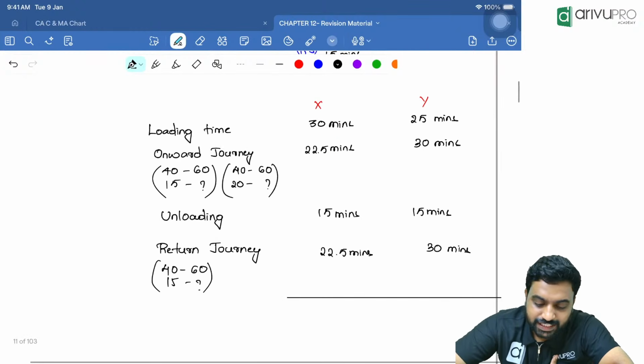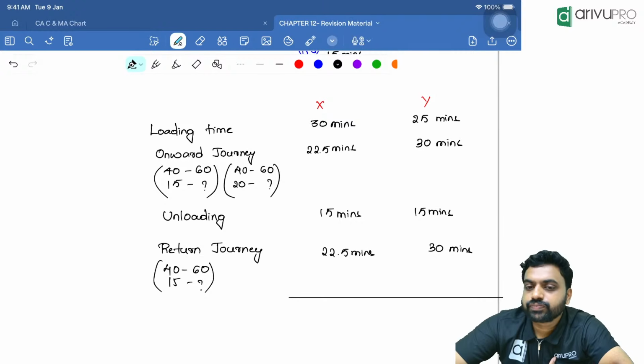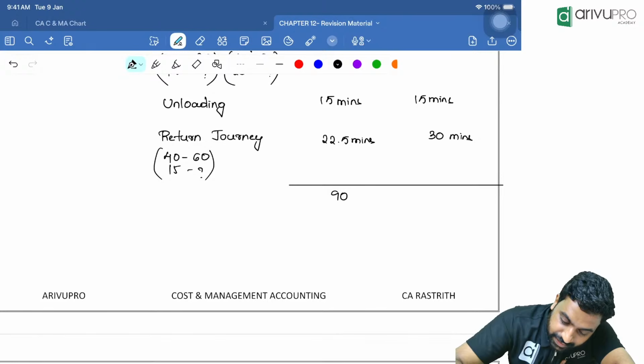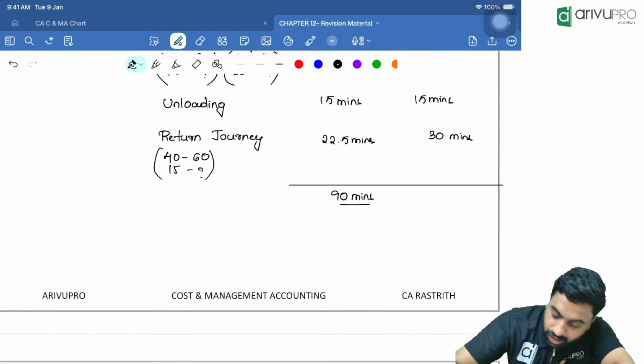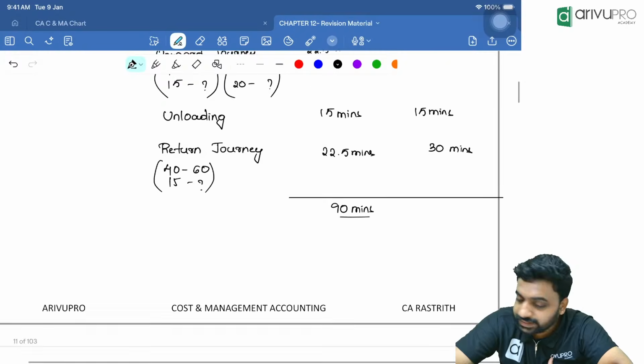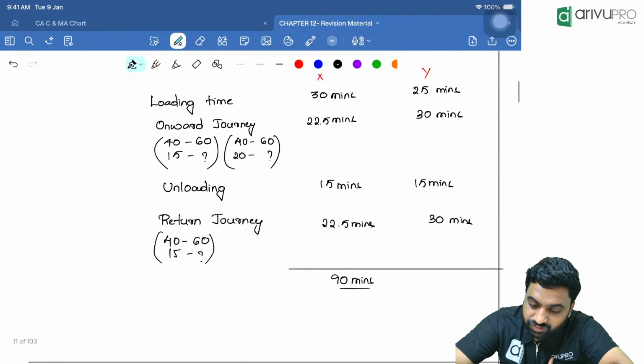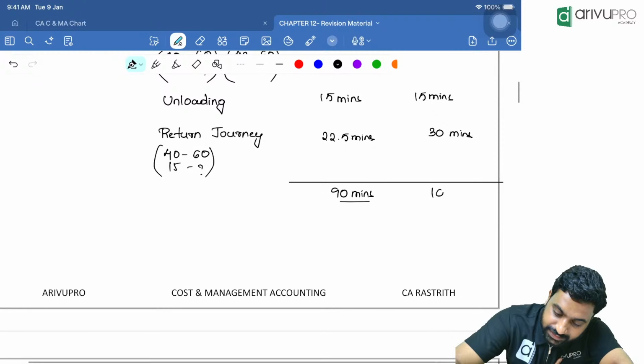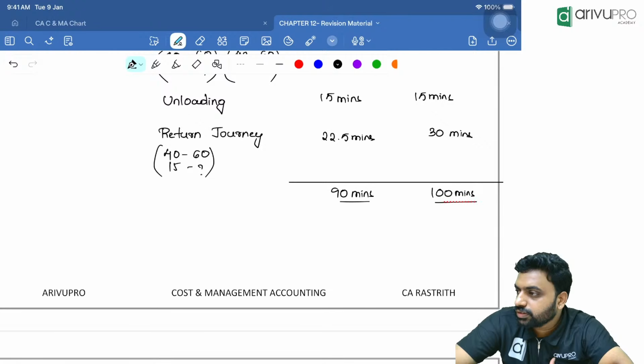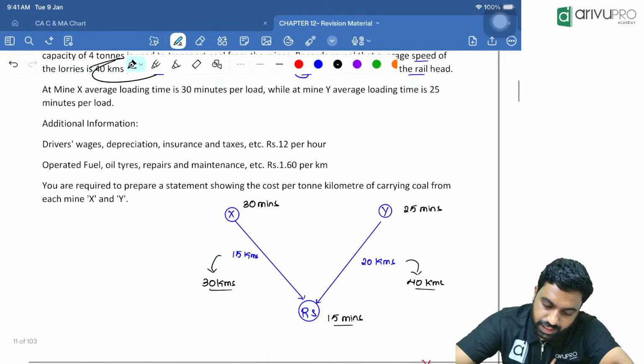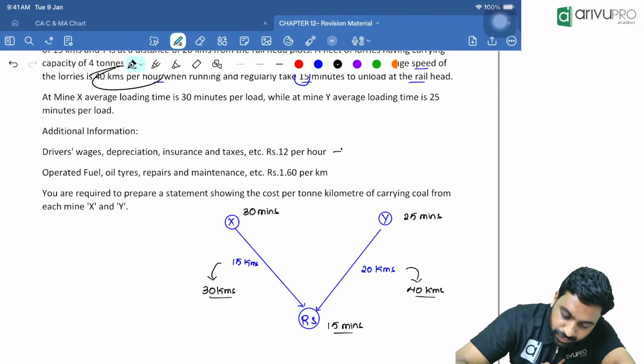So how many minutes did X take? 45, 60, 90. 90 minutes X took, and 25, 40, 100 minutes Y took. Is that clear? Now, driver wages are 12 per hour. 12 rupees for 60 minutes, for 90 minutes, question mark.